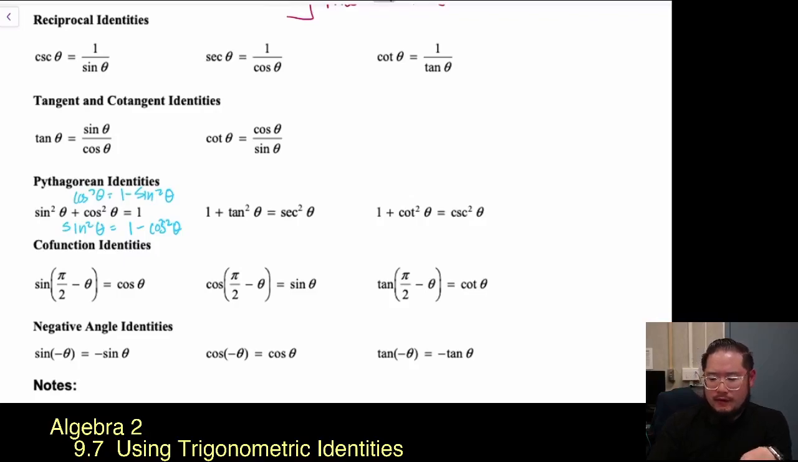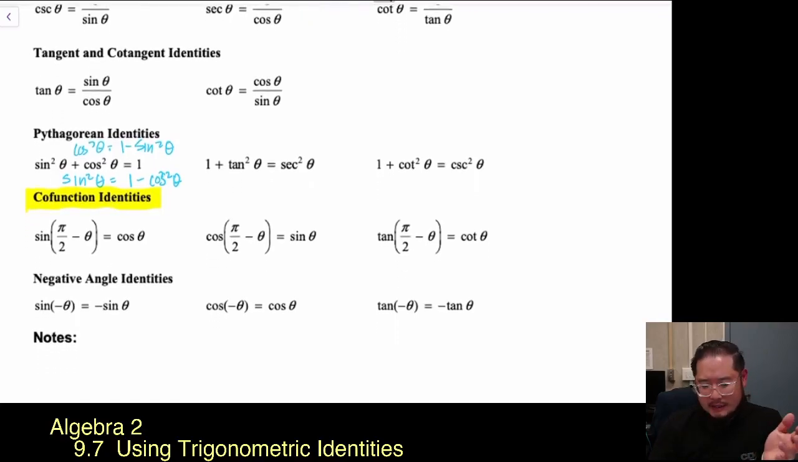Next up, we have our cofunction identities. And so you can see right here, when I have sine of pi over 2 minus theta, that is equal to cosine theta, and so on. We also have negative angle identities right here at the last part, where, for example, sine of negative theta is equal to negative sine theta.